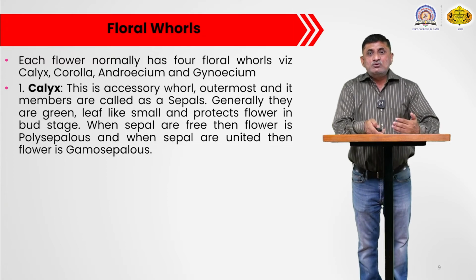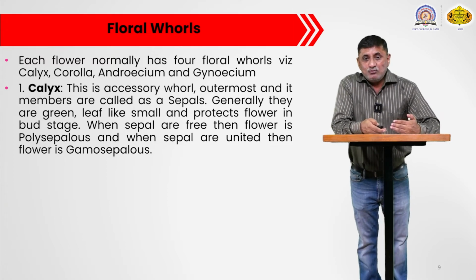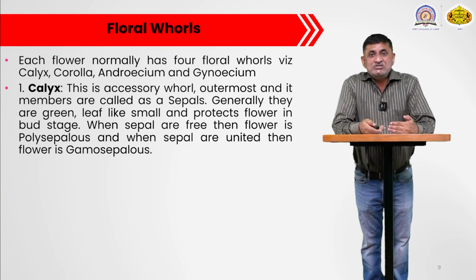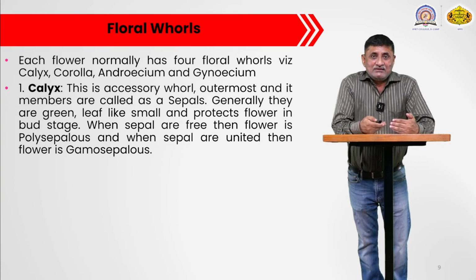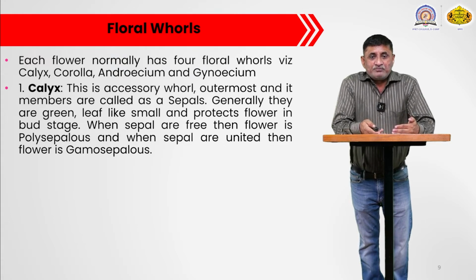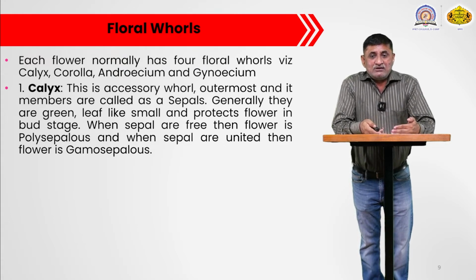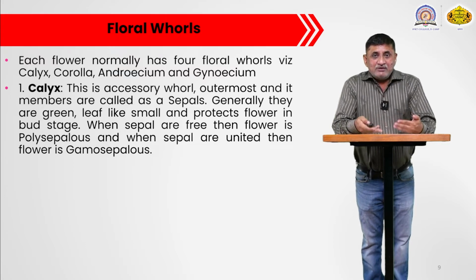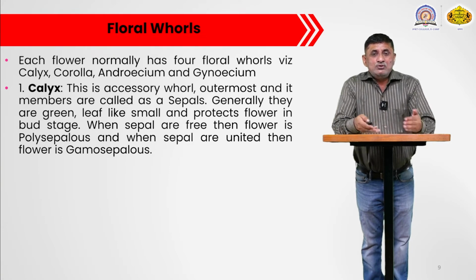Now we are going to see each floral whorl in detail from outside to inside. First we will see what the calyx is. The calyx is the outermost whorl. This is an accessory whorl because it does not take part in reproduction, and that's why it is called an accessory whorl. The members of the calyx are individually called sepals, and collectively, including all sepals, we call it the calyx.